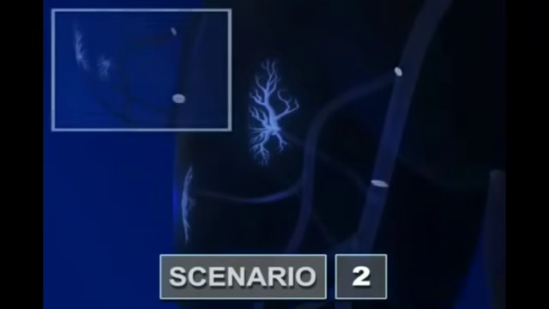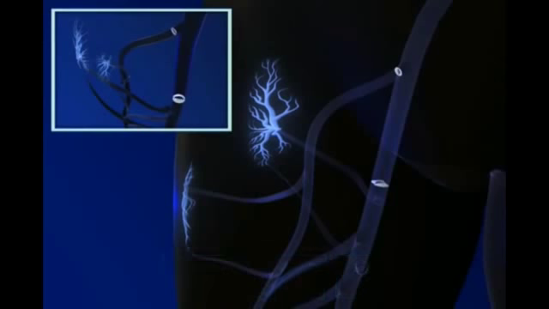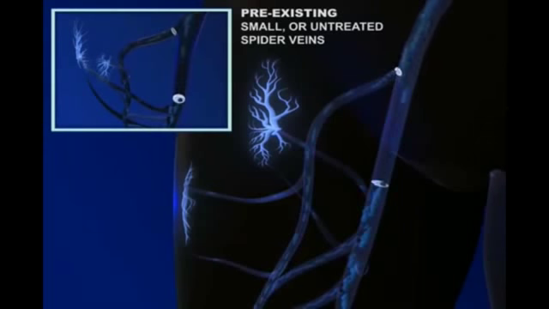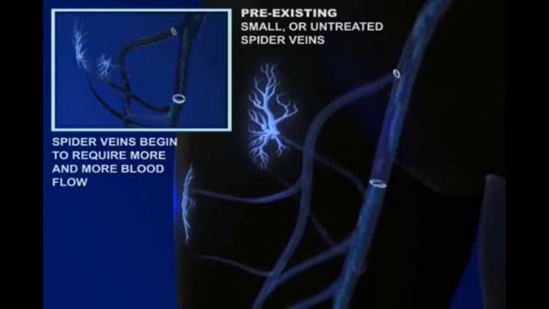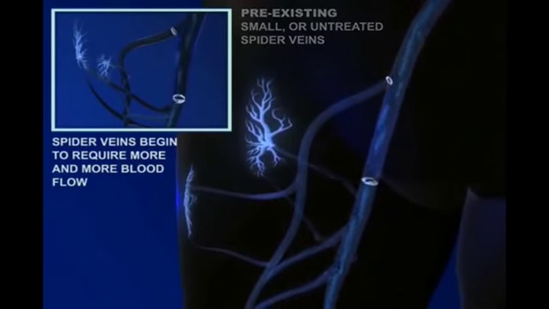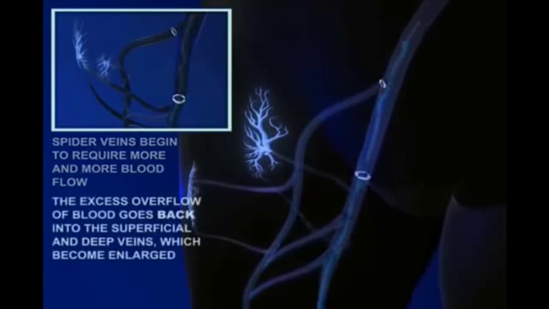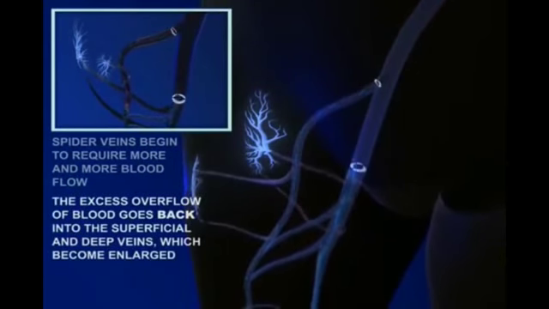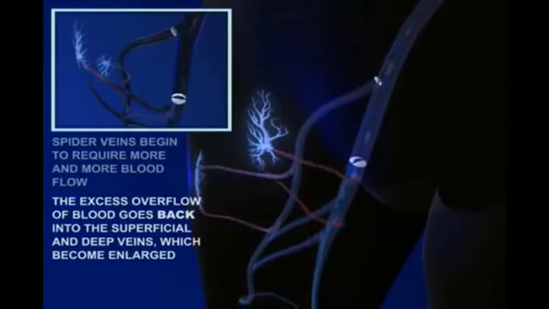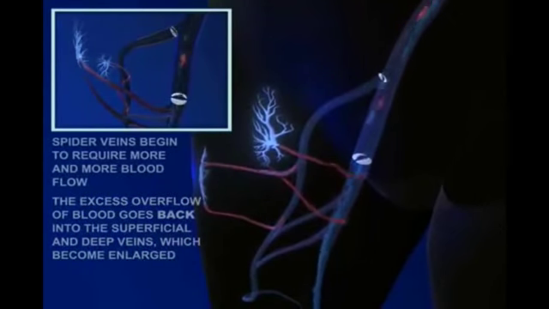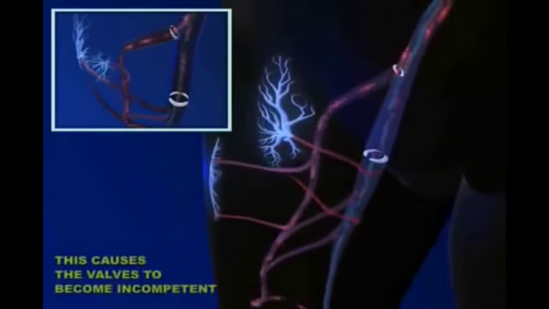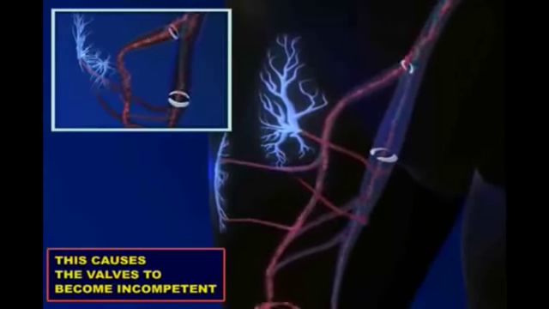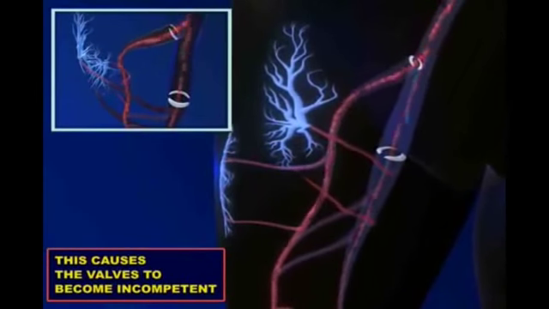Scenario 2. In this scenario, there are pre-existing or untreated spider veins, but there is no venous insufficiency as yet. These veins are receiving blood from the deep veins and over a period of time start to require more and more blood flow. This excess overflow of blood goes back into the superficial and deep veins in ever-increasing volumes, and thus enlarging these veins, which eventually start to stretch and cause the valves to become incompetent, and venous insufficiency with its associated signs and symptoms develops.